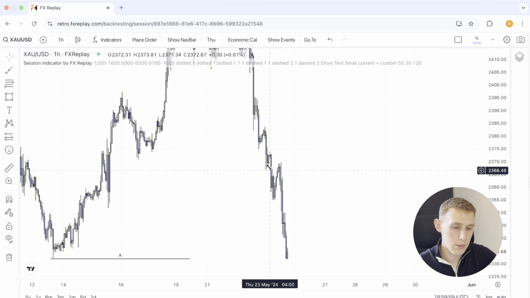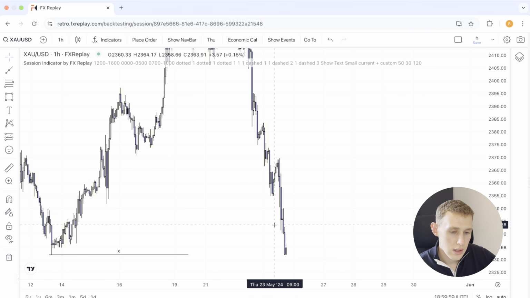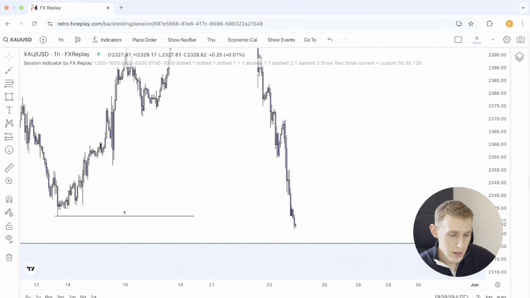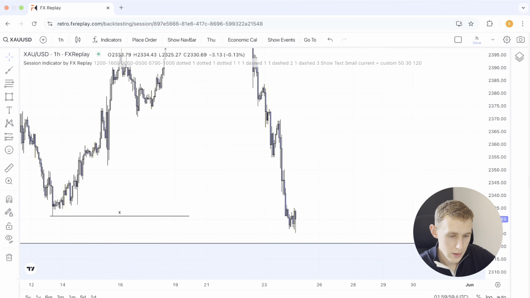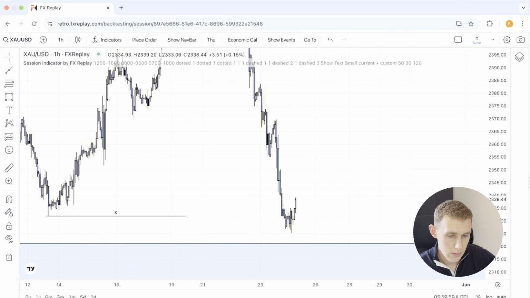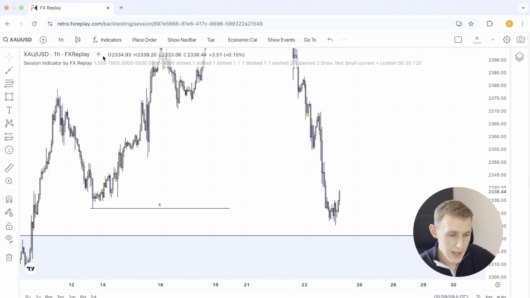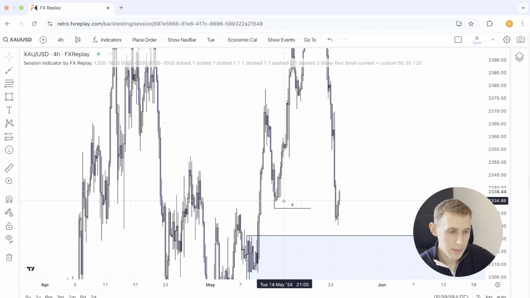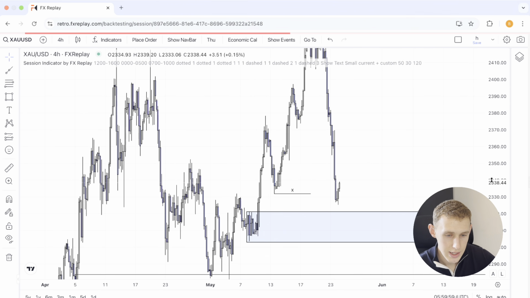Okay, no, so no pullback there. That wasn't really a valid trade for me. But yeah, nice one. That liquidity level has now been swept. Price is starting to react, as you guys can see.